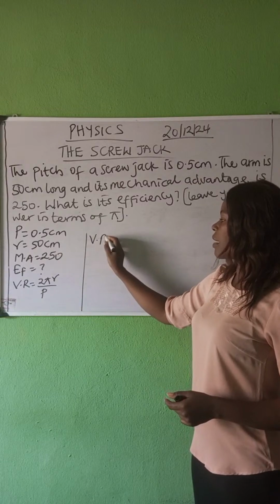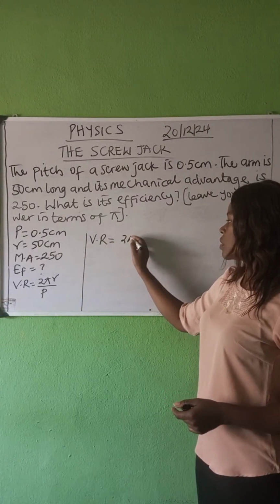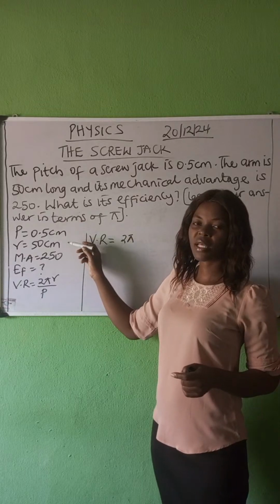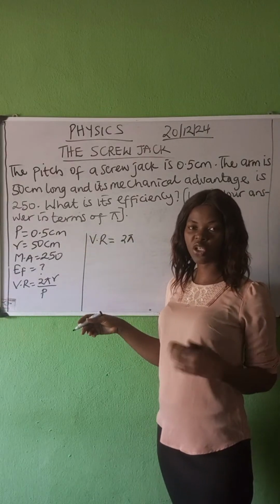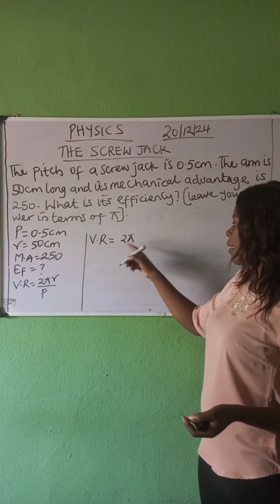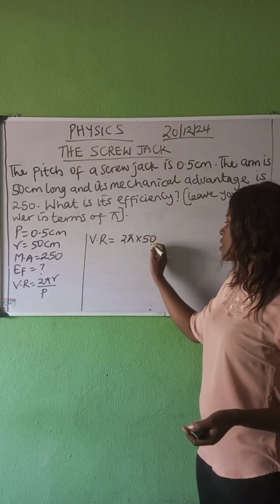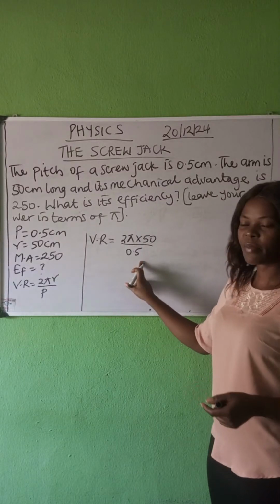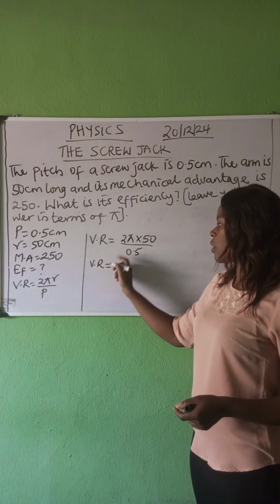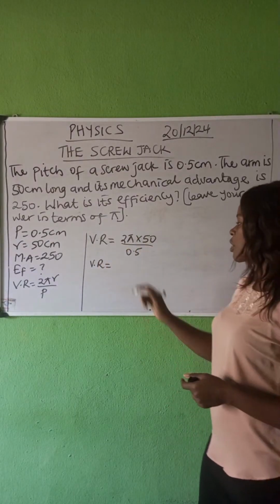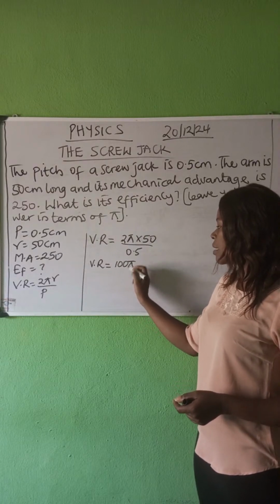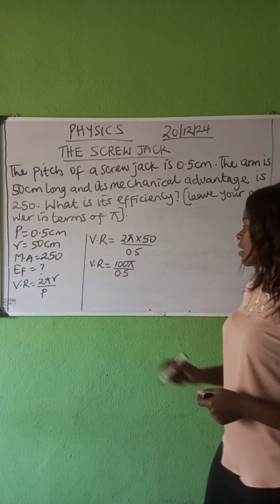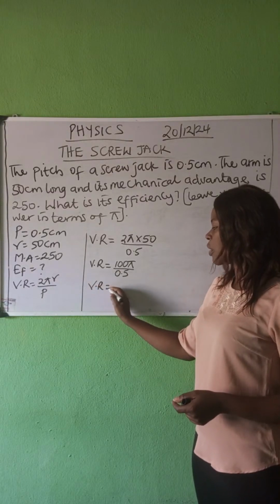VR is equal to 2 pi r. What's my r? My r is 50. There is one thing you must note. The pitch is in centimeter and r is in centimeter. So the unit is correct, so you don't need to do any conversion. So I'm going to say 2 pi r, my r is multiplied by 50. My pitch is 0.5. Is that clear? So you're going to multiply and divide by this. VR is equal to 2 times 50, which gives me 100. So that is 100 pi, because we're leaving our answer in terms of pi, divided by 0.5. Now by the time you divide it, you're going to have what?